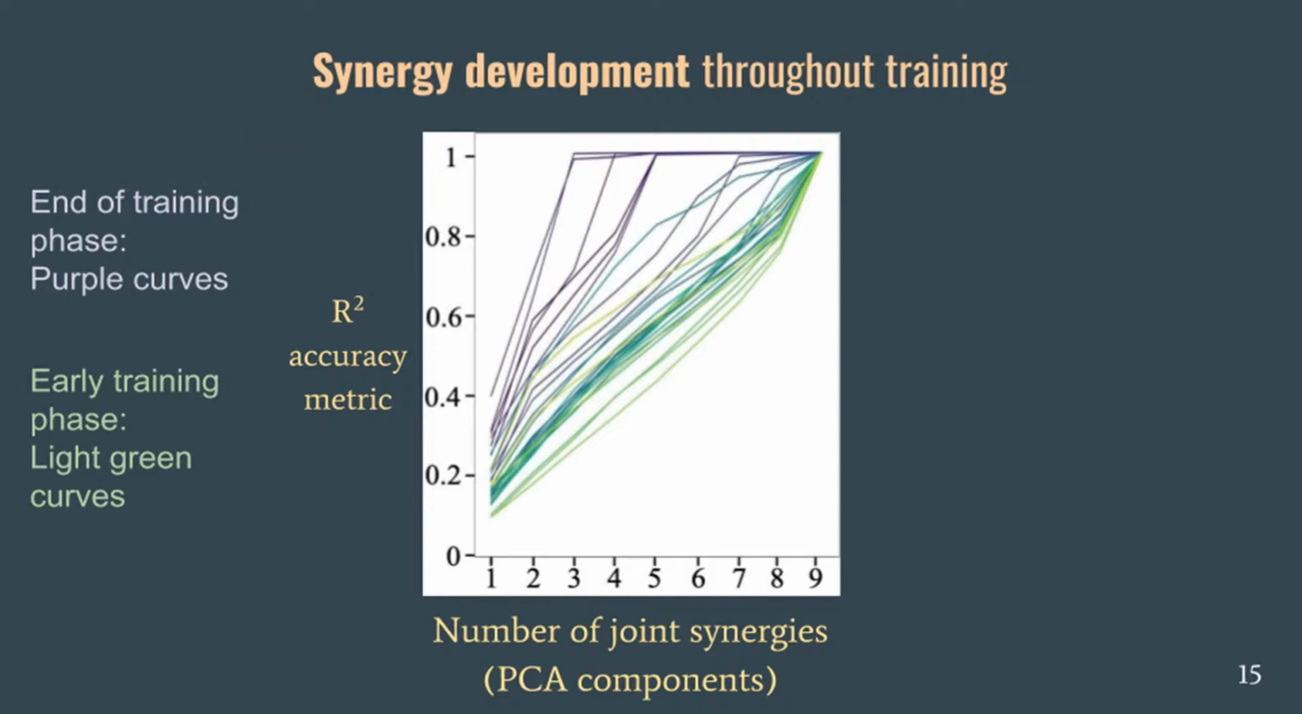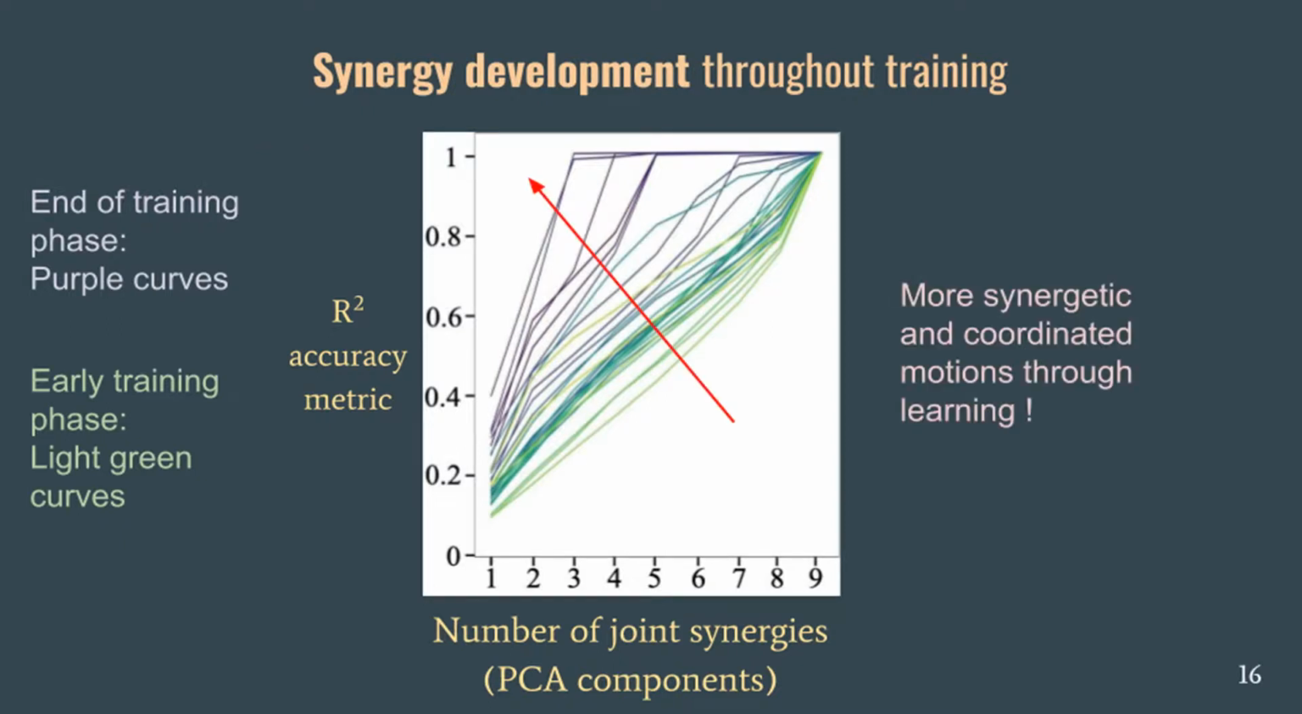If we take different training checkpoints throughout the training process of the deep reinforcement learning algorithm, then we can associate a different color to each training phase in order to have this figure showing the synergy development throughout training. And as we can see here, as training progresses, the synergy level of the agent becomes higher and higher, and we need fewer joint synergies to reconstruct the original signal at the end. Hence, we can say that the motions are becoming more synergetic and coordinated through training.